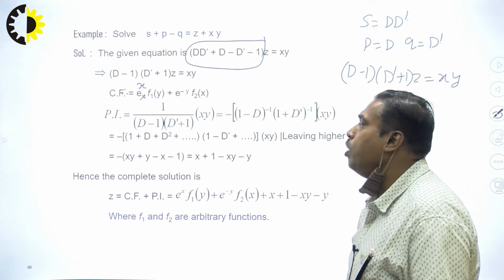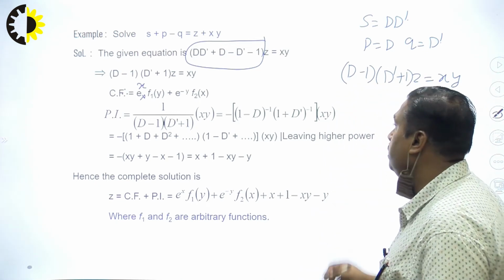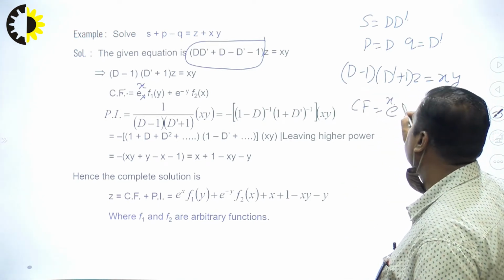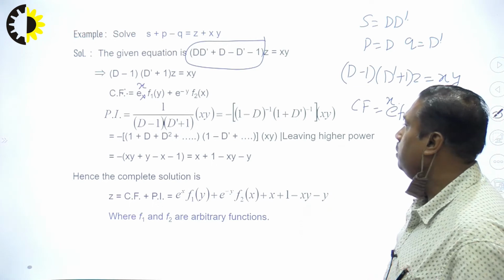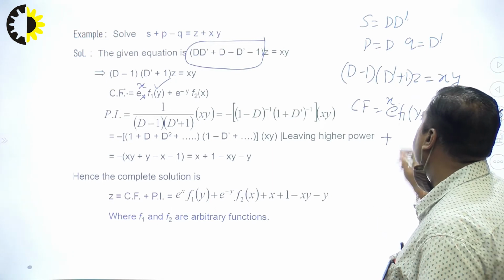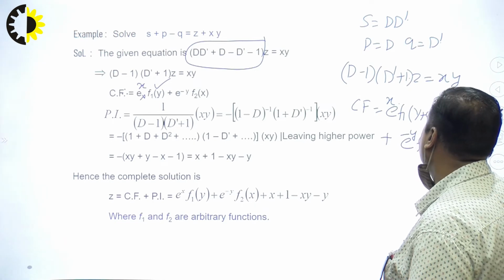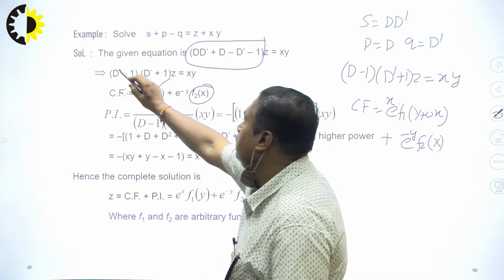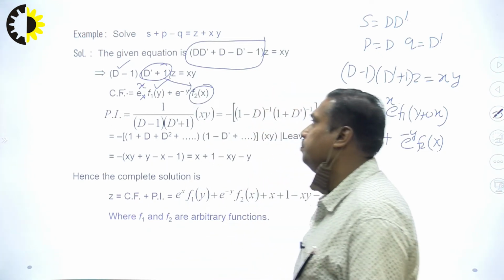The complete solution will be obtained with the help of CF and PI. So first we have to calculate the CF. CF here is e^(1x) f1(y) + 0x, that becomes e^x f1(y). Similarly, in the same way, we are taking e^(-y) f2(x). Why are we taking f2(x)? Here the function of D becomes f1(y), and the function of D' becomes f2(x).